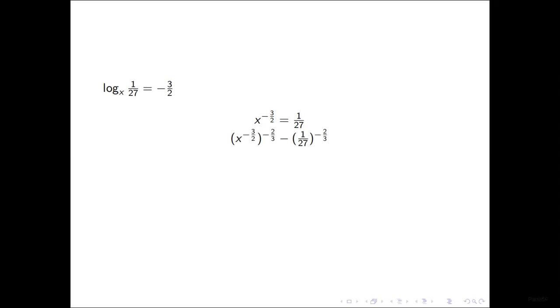I raise both sides to negative 2/3. Why? Notice that if I do that, I would in effect be making the exponent on the left-hand side 1. I simply took the reciprocal of this and raised both sides to that. I raised the left-hand side to negative 2/3, and I raised the right-hand side to negative 2/3. So this should be an equal sign.